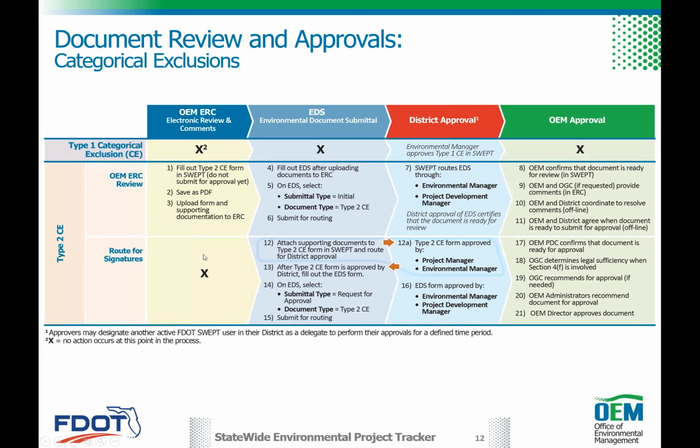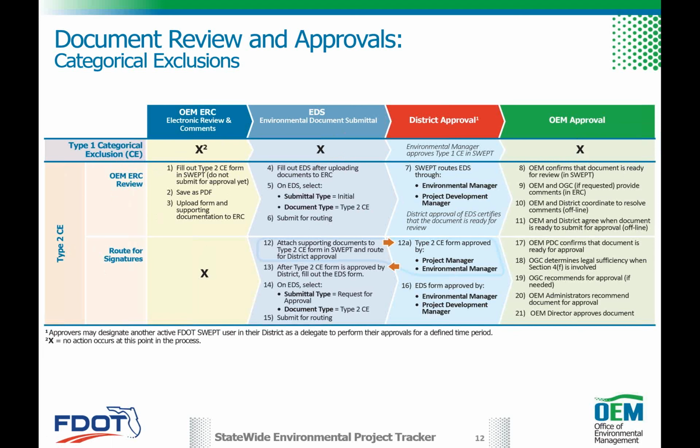Because we're routing through signatures, there's no reason for us to go back into ERC. We already did that on the initial one. So now we're attaching the supporting documentation, and we're updating the Type 2 form. We're finalizing it in the electronic environment, filling out everything, making sure the attachments are pointing to the right stuff. The Type 2 is then approved, currently by the project manager and the environmental manager. And then we begin to do the EDS, that routing sheet, right?